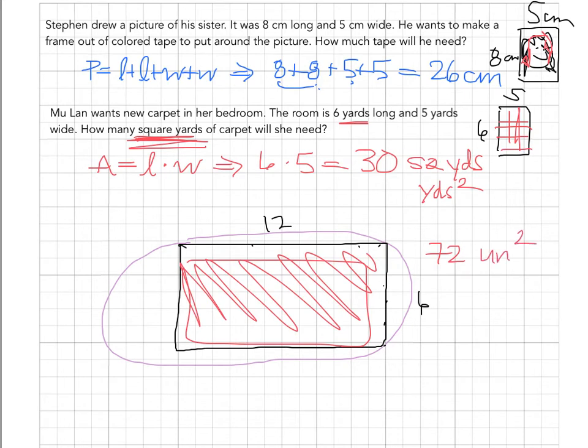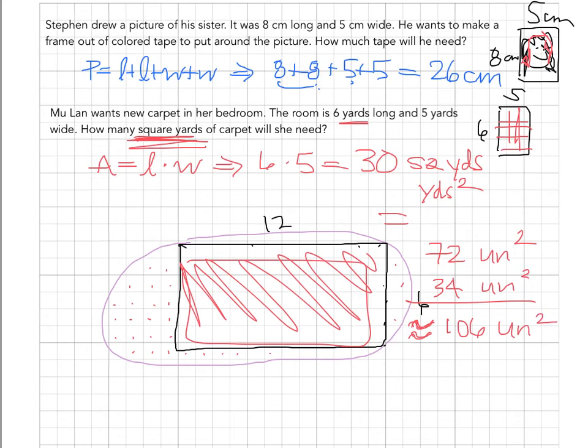Now, to figure out the rest of it, as we're just kind of estimating, we can count the full squares: 2, 3, 4, 5, 6, 7, 8, 9, 10, 11, 12, 13, 14, 15, 16, 17, 19, 20, 21, 22, 23, 24, 25, 26, 27, 28, 29, 30, 31, 32, 33, 34. So it's approximately another 34 units squared. So our approximate, notice I didn't use the equal sign, I used the approximate area. Add those together and it's going to be 106 units squared.